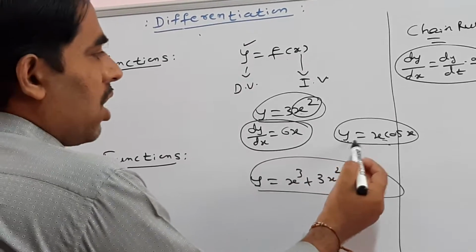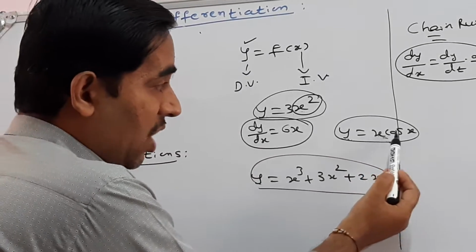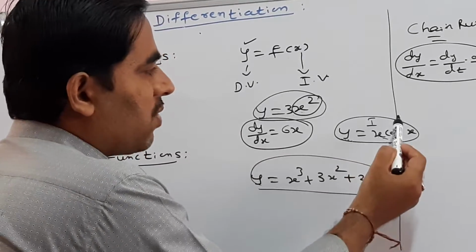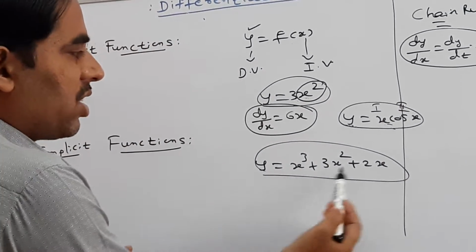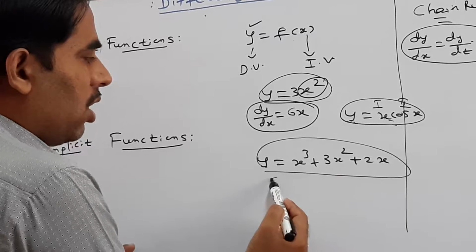We can differentiate this also by using the product rule. On the right hand side, x cos x, I can take this as the first function, this as the second function, and make use of the product rule. Then you can differentiate this also. This is a polynomial, so I can write it directly.